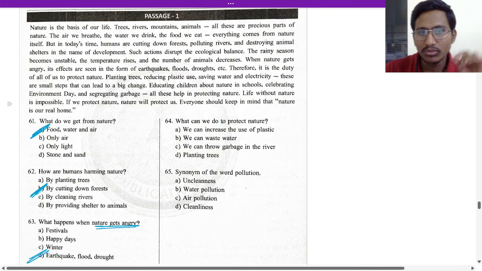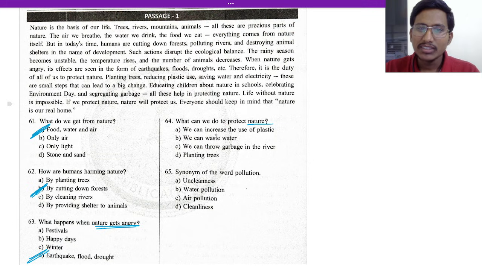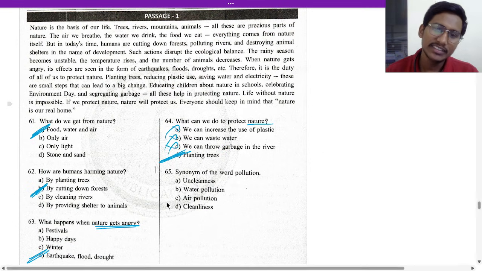Okay. Now 64, what can we do to protect nature? What can we do? Should we increase the use of plastic? No. Can we waste water? No. Can we throw garbage? No. Planting trees is good, right?